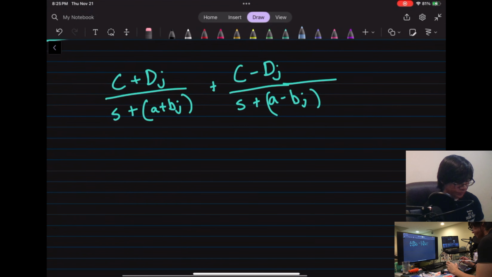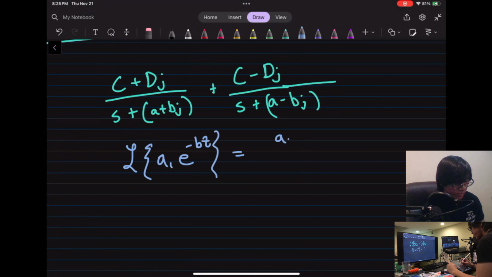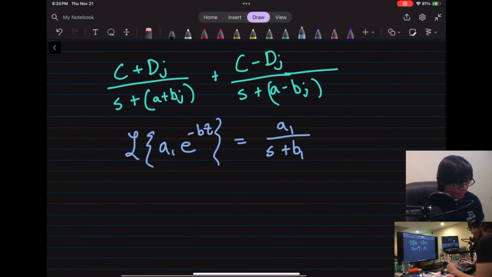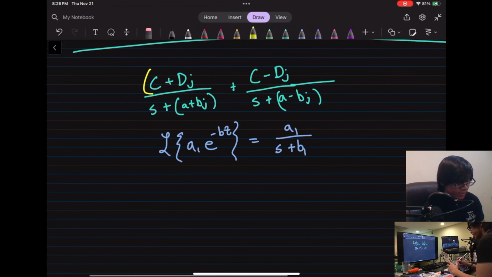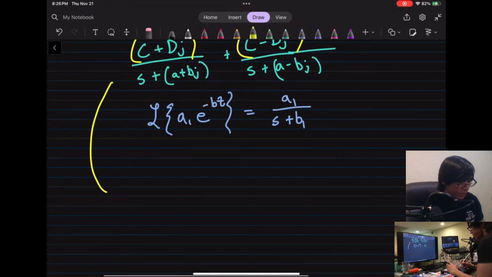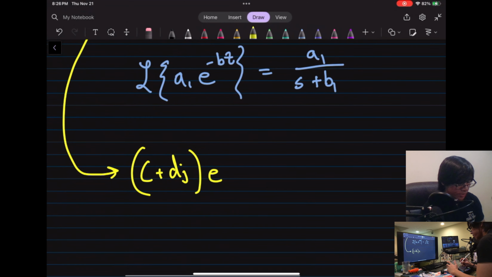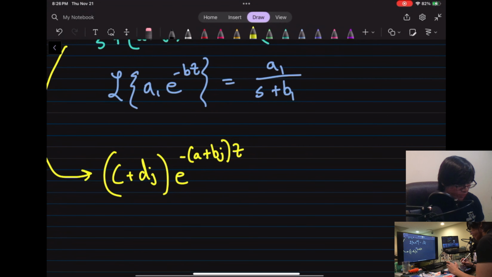So now we apply, well, I don't know if this is an identity, it's just a Laplace transform. I showed it earlier: any coefficient A1 times e to the negative bt has a Laplace transform of A1 over s plus b. So we apply that right here, even though it doesn't look exactly the same. Our residues are complex numbers, so there's two terms there, but we can treat it like a coefficient A1. So applying that, we have C plus dj as our coefficient brought down, and then the exponential e to the negative a plus bj times t. And then we're adding that.